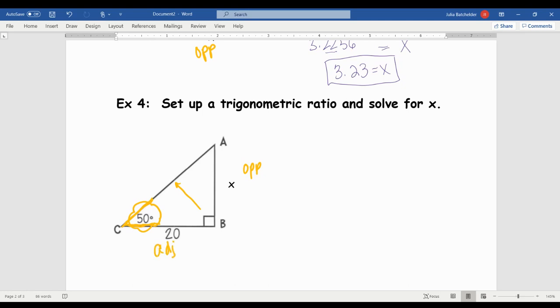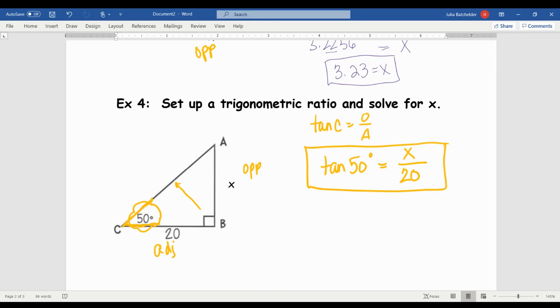And so when we have opposite and adjacent, we have tan. So we want tan of C is opposite over adjacent. So tangent of 50 degrees. The opposite is x. The adjacent is 20. And I'm all set up. So I've got my trig ratio set up. I want to definitely see that, please. And then you're going to fill in the parts that you know.